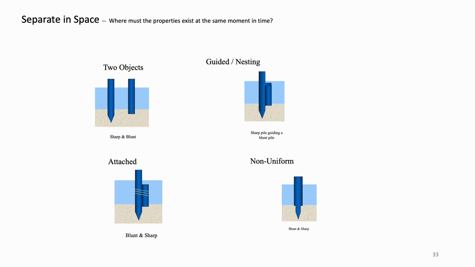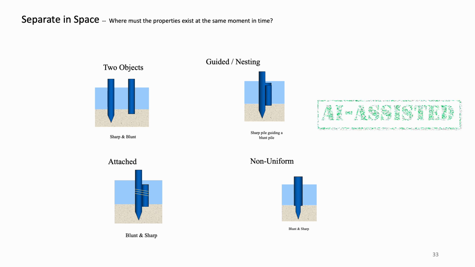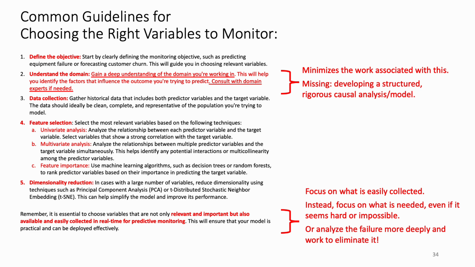You could make the bottom of the pile non-uniform, where the edges of it are flat and the middle of it is sharp. Again, using these concepts or strategies, these AI tools will help you come up with specific solutions.